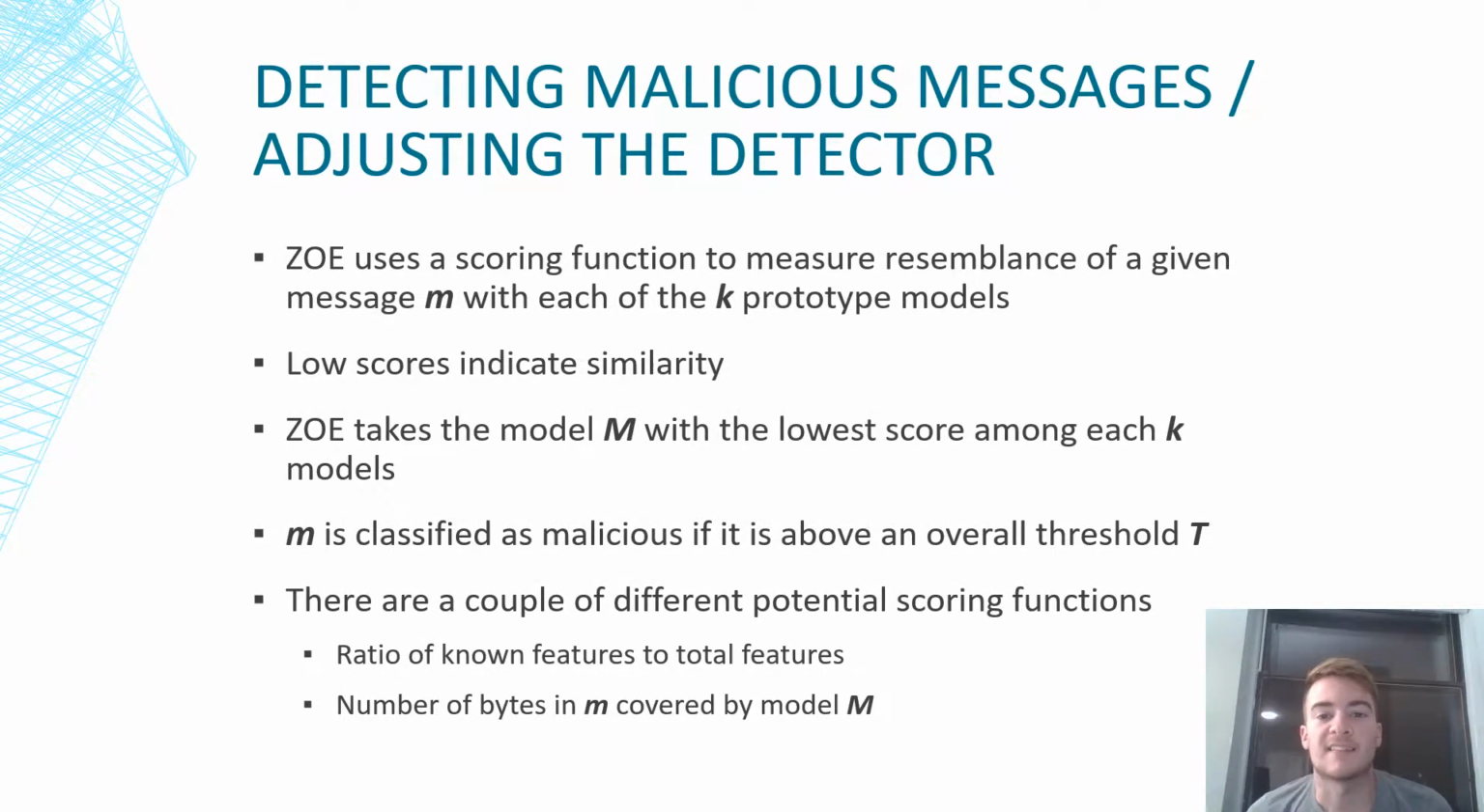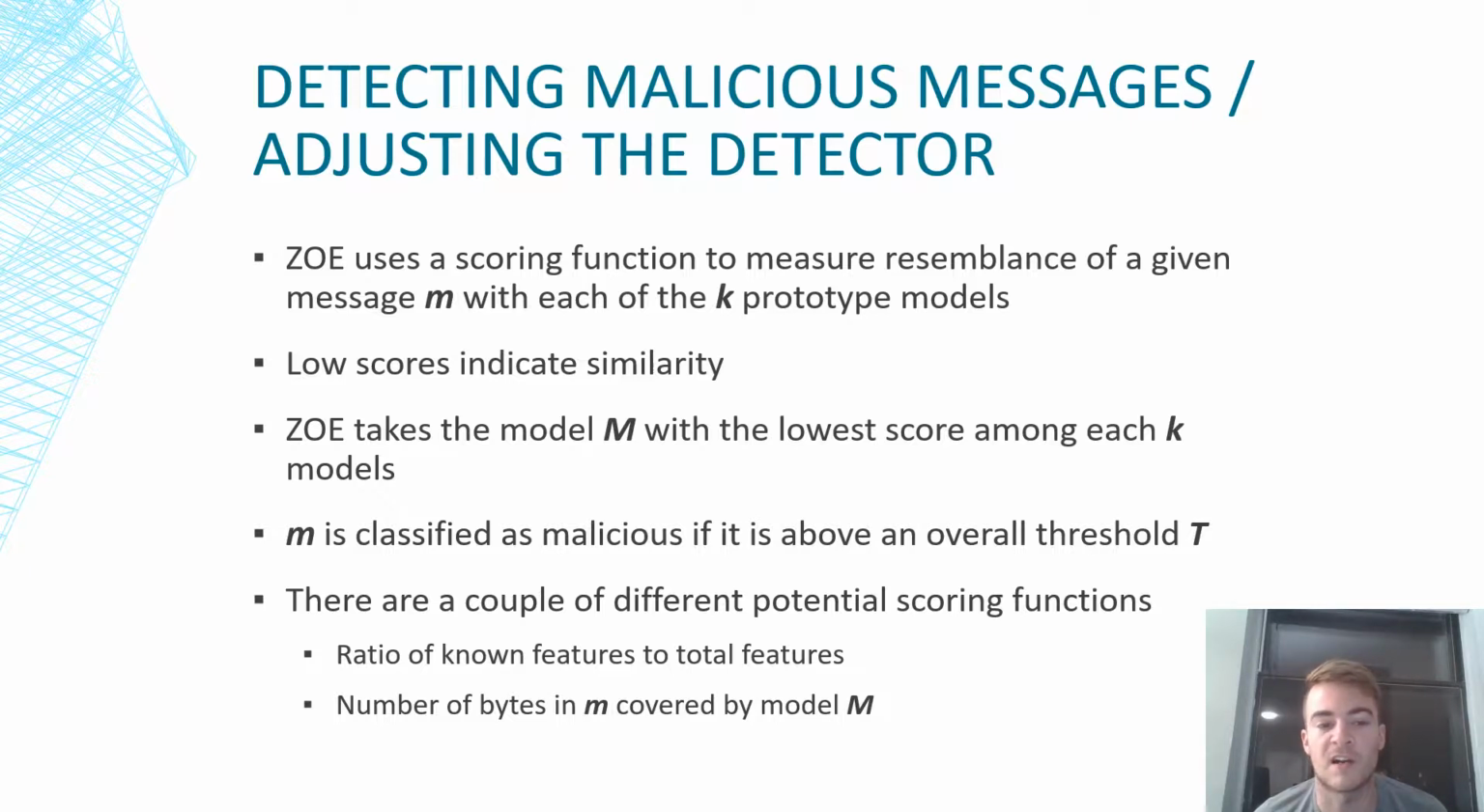So how does ZOE actually classify a message as malicious or as anomalous? It uses a scoring function to measure resemblance of a given message M with each of the K prototype models. In this setup, a low score indicates similarity, so the closer to 0, the more similar the message is with each of the K prototype models. And so ZOE takes the model capital M with the lowest score among each of the K models. So of all of the different prototype models, whichever one yields the lowest score is the one that it uses. And then the message is classified as malicious if that score is above an overall threshold t.